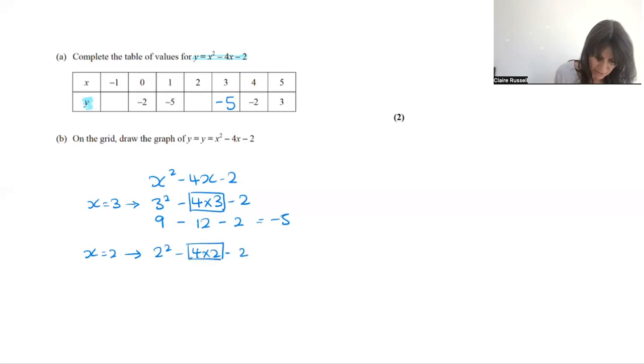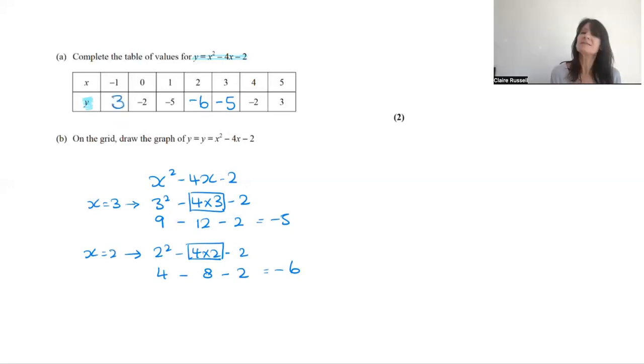I'm going to do it in the same way. And then 4 take 8 take 2 is equal to minus 6. So minus 6 will go in. And then it's really worth looking at whether a pattern is starting to appear. This has gone 3, minus 2, minus 5, minus 6. Now it's starting to go back up, and it's going back up the same. It's going minus 5 and minus 5, minus 2, minus 2. So I'm not going to do all this work. I don't need to, because I can see from the pattern that that has got to be 3. And that's the table completed.